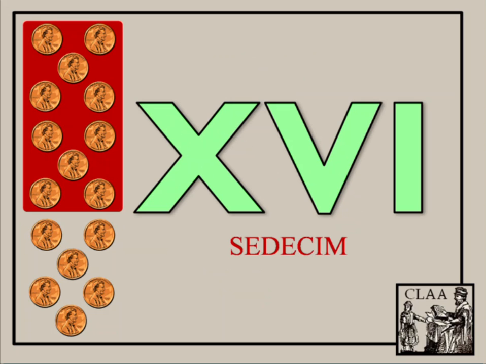Here you can see the symbol for decem followed by the symbol for 6. This is the Latin number sedecim. You can see that the word sedecim comes from two parts. First, se, which is a shortened form of the word 6, and decim, which means 10. Sedecim really means 6 and 10, or 16. Sedecim.